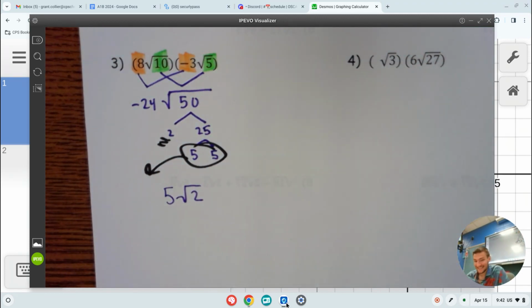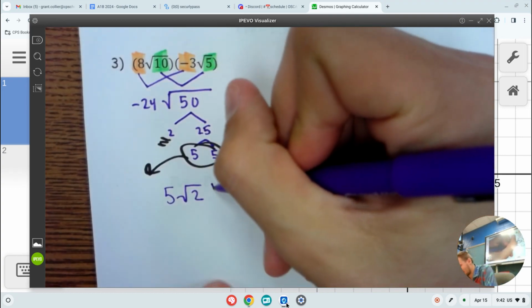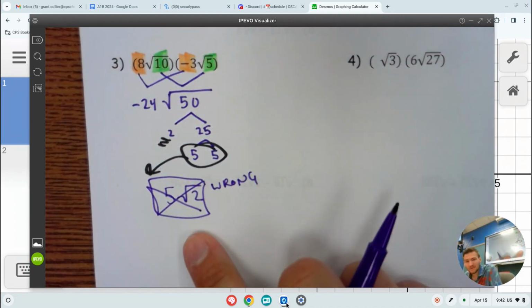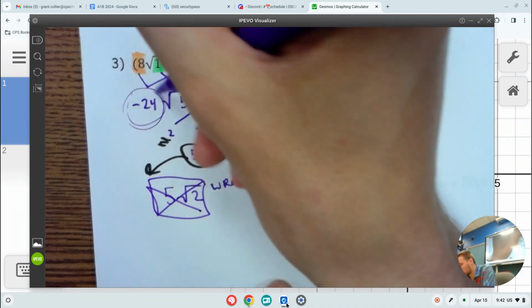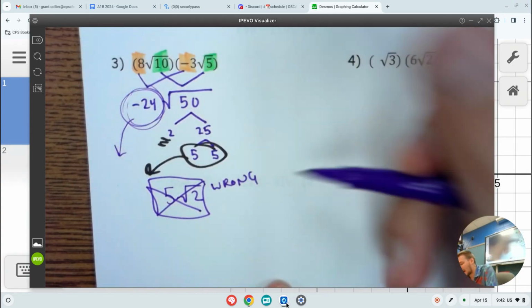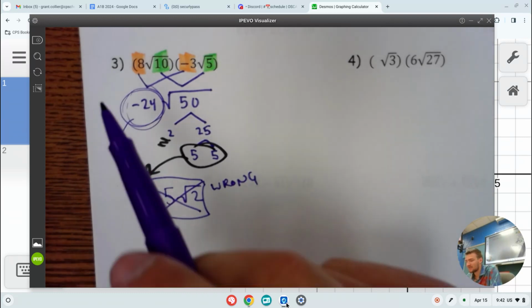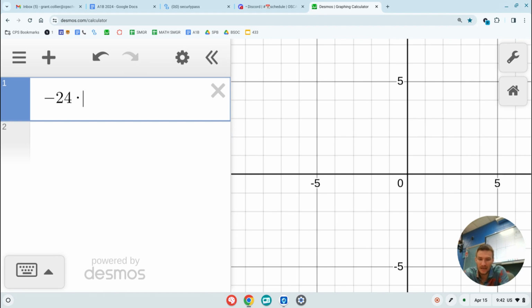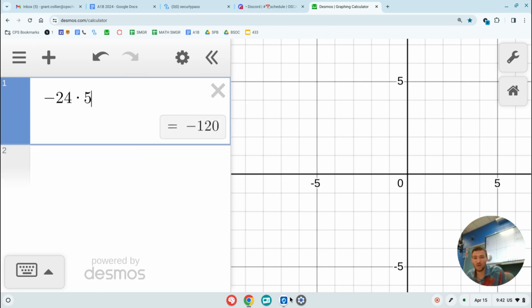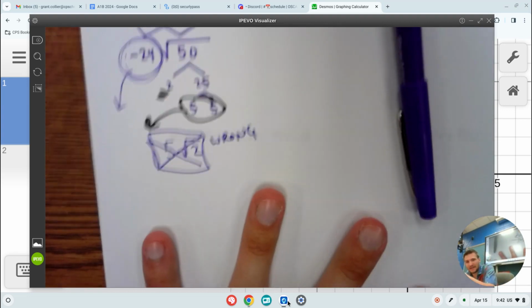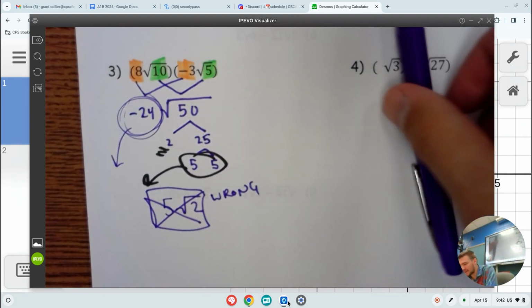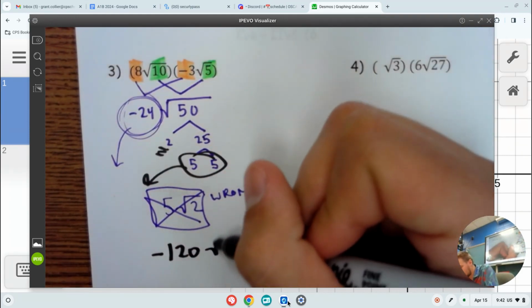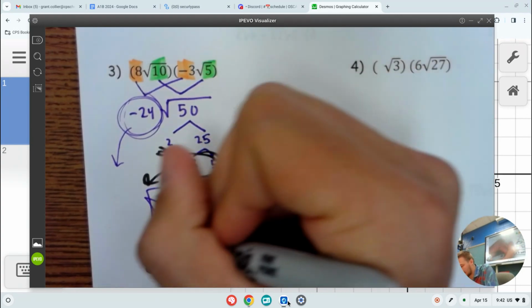What do you think? Correct. This is wrong. Be careful. What's the matter with this answer is this 24, which also is on the outside. So when the 5 comes outside, there's already a 24 there. So we need to do -24 times 5, which is negative 120. You're definitely going to get some bigger numbers than we used to when we were just doing simplifying. Our answer will be negative 120 on the outside and square root 2 on the inside.